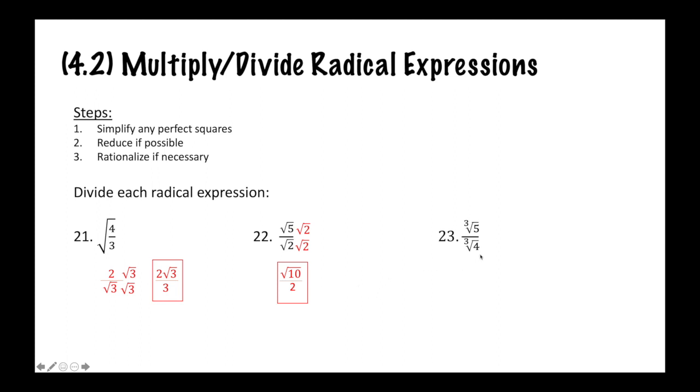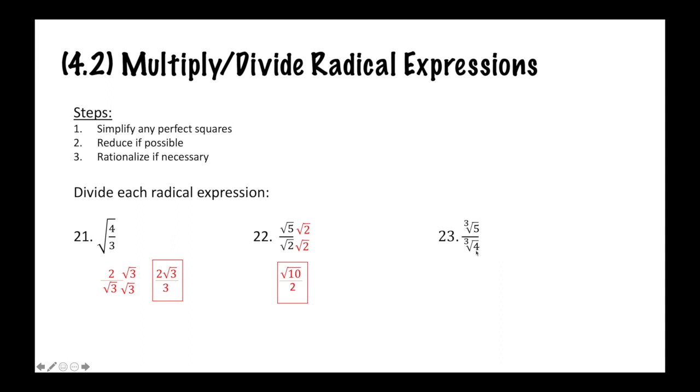Now for 23, you want to be careful. First of all, we don't have anything perfect. Again, if it was the square root of 4, then we would be looking at something that's perfect, but this is the cubed root of 4. So from here, we're trying to get rid of the cubed root here. So I'm going to have to multiply by cubed root of something, top and bottom.